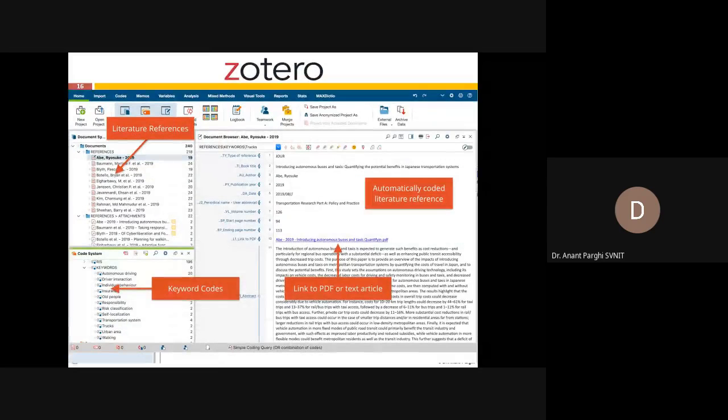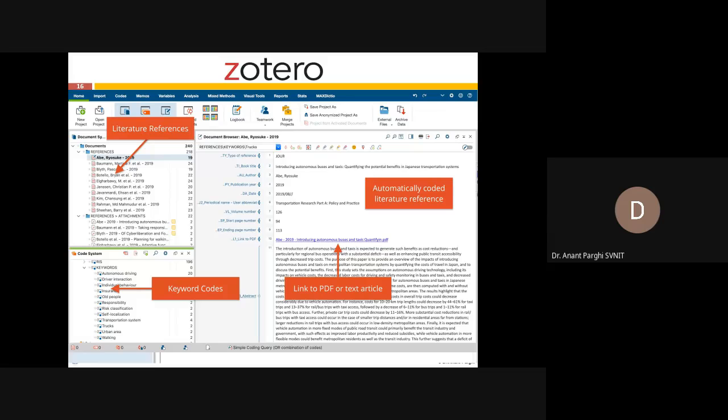Another software is Zotero, right? This is also good software available for references. You can add literature references here, keywords also, and links to the PDF or the text article. It automatically codes the literature references, so it will give the code also, right?